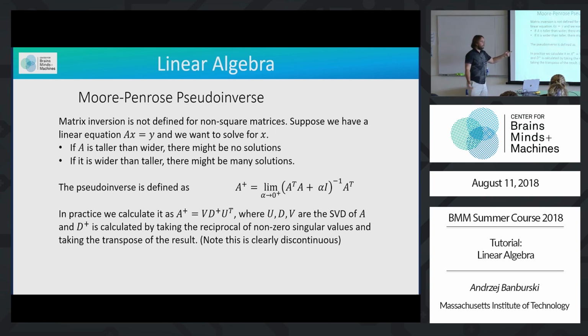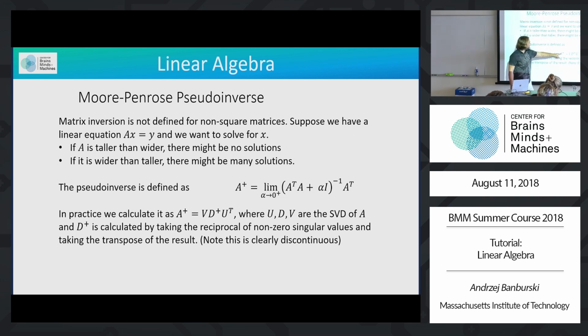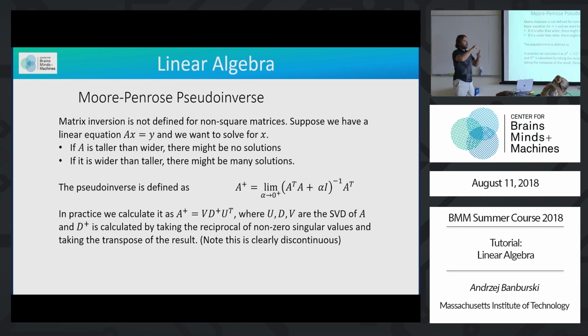In practice you use the SVD, where the pseudo-inverse is V times the pseudo-inverse of the diagonal matrix times U transpose. The pseudo-inverse of the diagonal matrix has the singular values on the diagonal, and you take 1 over the singular value whenever it is not 0. If it's 0, you just keep it 0. So you can immediately see that this is kind of discontinuous, because it flips big numbers to small numbers and small numbers to big numbers, but 0 stays 0. There are some very interesting features of this that you can analyze.